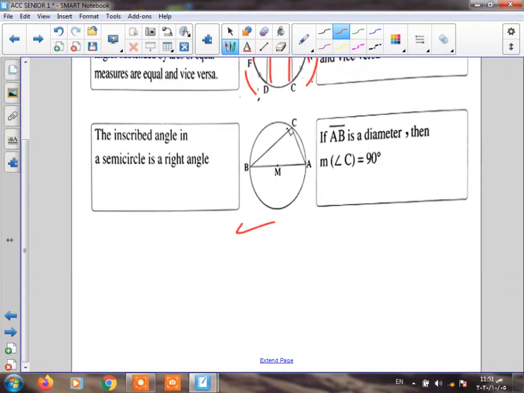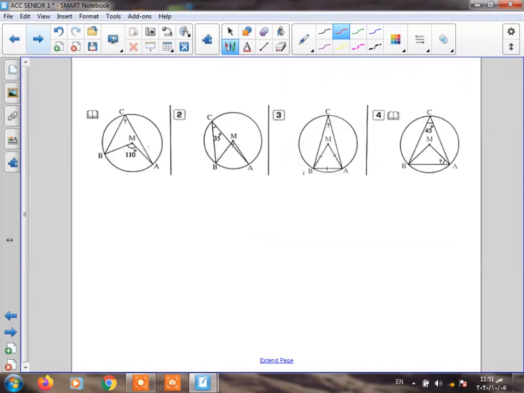If I draw a semicircle, if I draw an inscribed angle opposite to a diameter, I can draw an inscribed angle in a semicircle. That means this angle is right, and this angle is right. Okay, now let's solve simple questions.